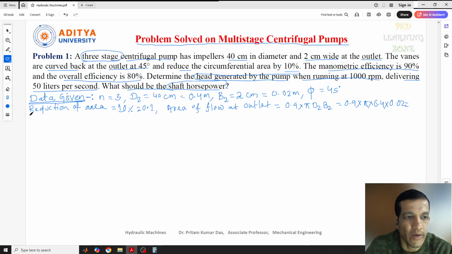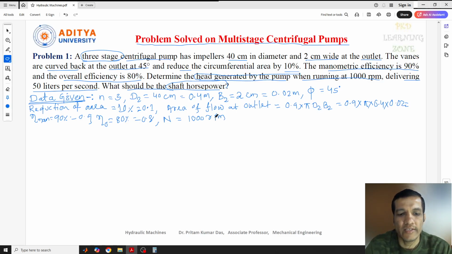Apart from that, the manometric efficiency is given as 90%, so we can write this as 0.9. The overall efficiency, eta O, is 80%, and we can write this as 0.8. And the speed of the pump, N, is given as 1000 rpm. So these are the values given in our question. We need to find out the head generated by the pump when it is running at 1000 rpm, and what is the shaft horsepower.